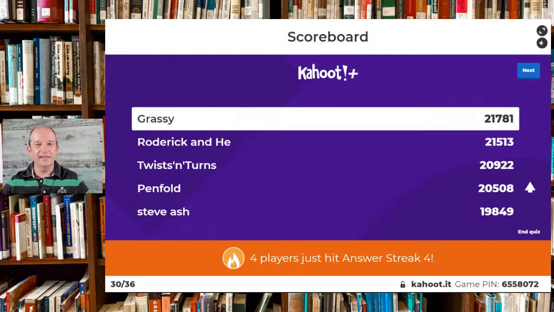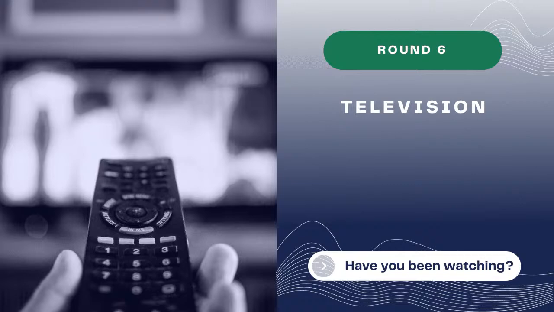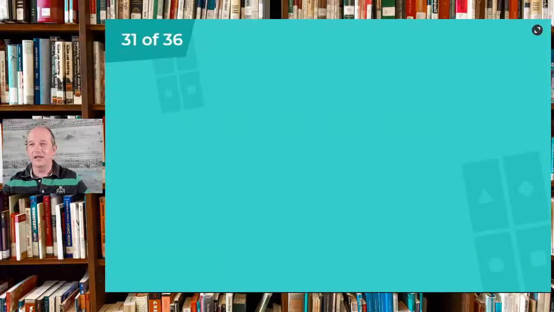And next we've got the television round. So let's see who's been paying attention when they're watching television. Actually, obviously some of you have been, because you've got the glove stretcher. So yeah, brilliant. Too much time on your hands, obviously, I would suspect. But next up, we've got the television round. So let's get that up and running.